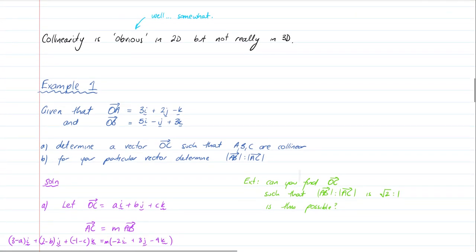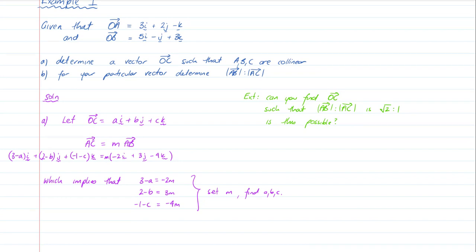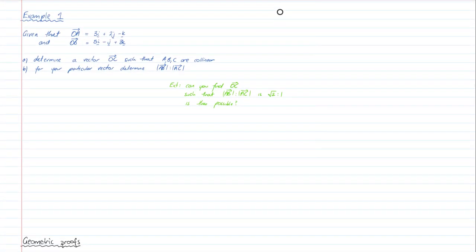So let's have a look at an example here, which I have done. Given that OA is equal to this vector and OB is equal to that vector, determine the vector OC such that A, B and C are collinear. For your particular vector, determine AB, so the magnitude of AB as a ratio to the magnitude of AC. So this is interesting because I'm given 2 and I need to find a third.